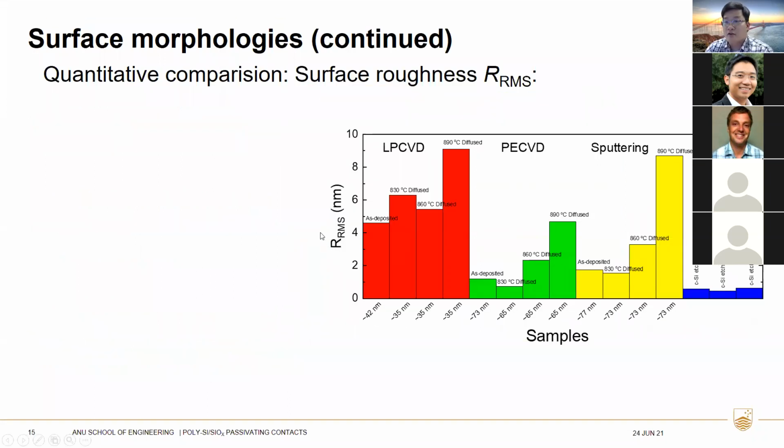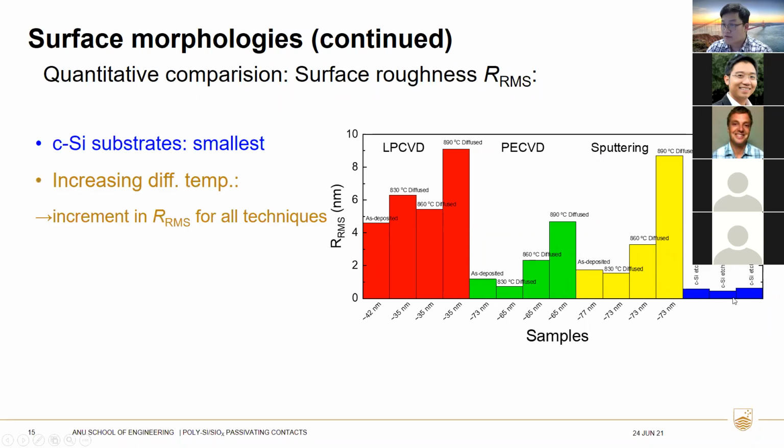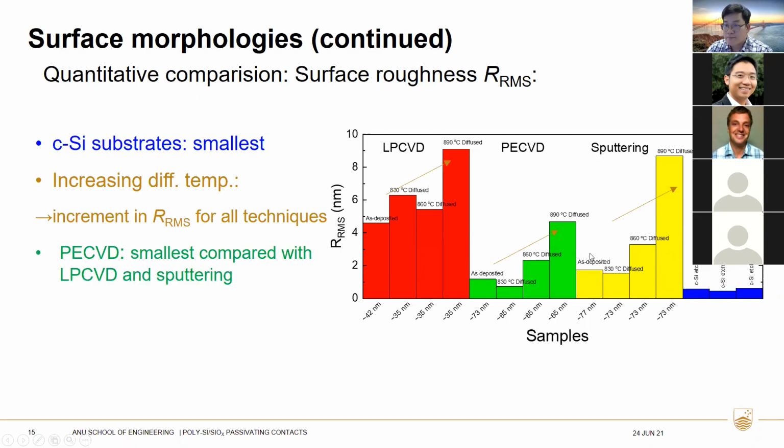To quantitatively compare the surface morphologies between the different samples, we extracted the surface roughness RMS. The result shows that the crystalline silicon substrates have the smallest RMS. Meanwhile, increasing the diffusion temperature shows an increment in the RMS for all technologies. And PECVD has the smallest RMS compared to LPCVD and sputtering.